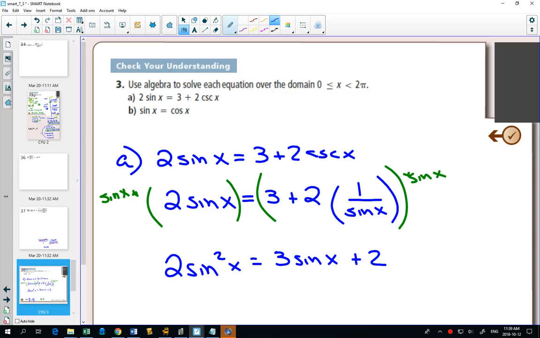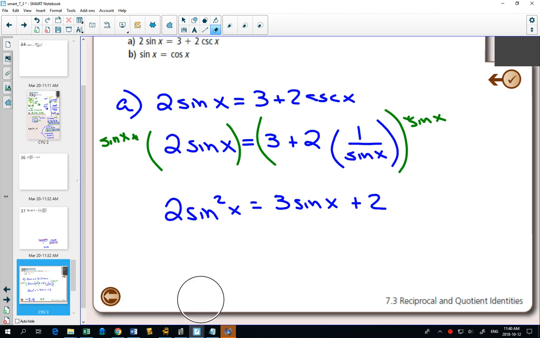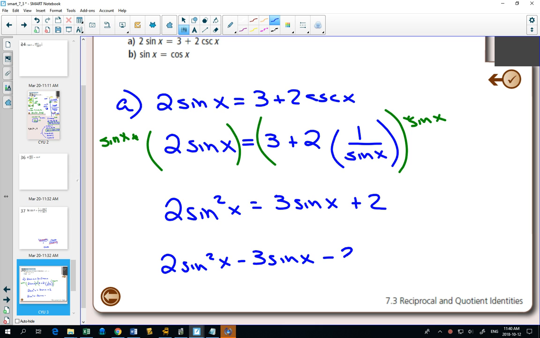What kind of equation is this? It's a quadratic equation. How do we solve a quadratic equation from grade 11? You factor, but before you can factor, you need to move everything over to one side and make it equal to 0. So I'm going to get 2 sine squared x minus 3 sine x minus 2 equals 0.